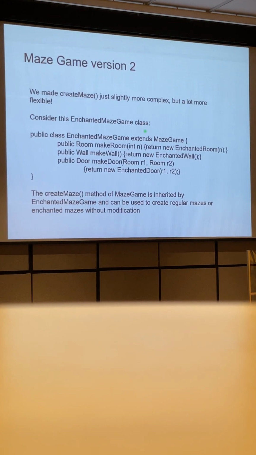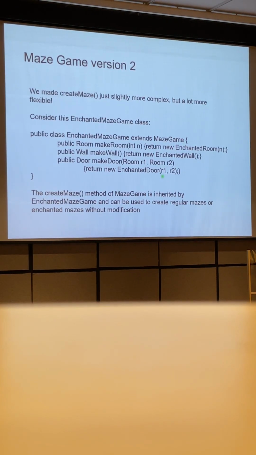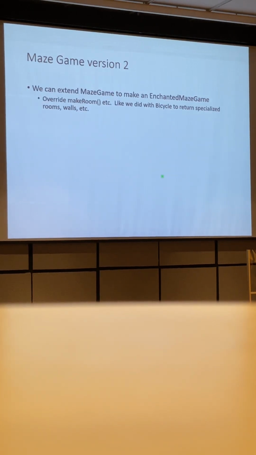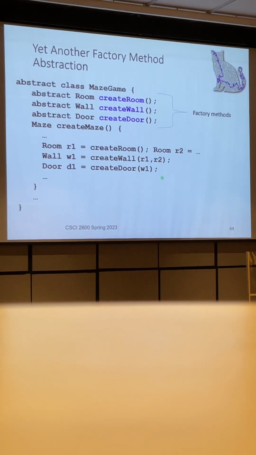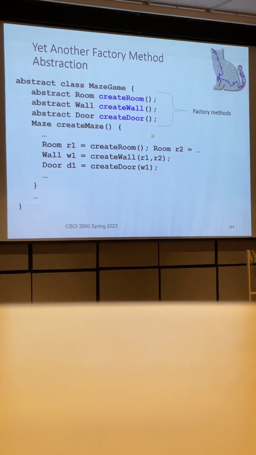And that's why it is very convenient to use these factory methods, because all you have to do is make sure that you are using the right game object, and if it's an enchanted maze game object, it will automatically create enchanted doors for you, not just the standard door. All right, so yeah, it's the same idea as with bicycles and races. We have to override make room, make door, make maze for all the specific types of maze games. All right, so that's how we could actually implement it.